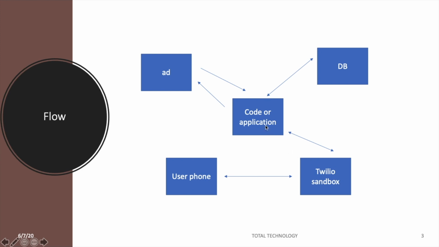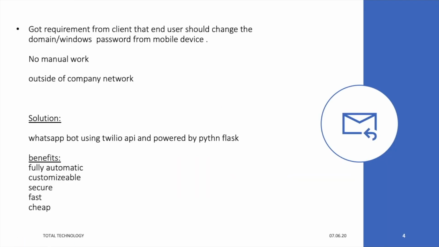Twilio is actually connected to our Flask application. So this is the high level data flow diagram, and let's come back to the requirement actually. The requirement from the client is that the end user should be able to change the domain Windows password from a mobile device, with no manual work outside of the company network.